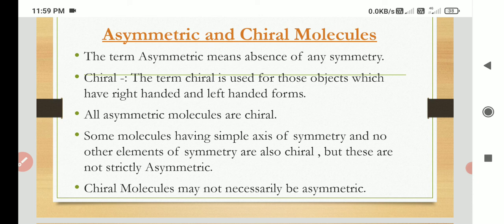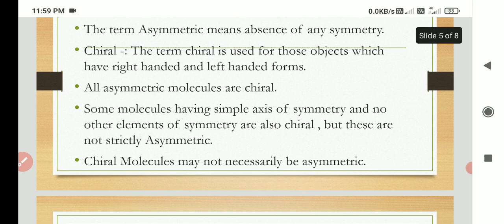All asymmetric molecules are chiral. Some molecules having a simple axis of symmetry and no other element of symmetry are also chiral, but these are not strictly asymmetric. Chiral molecules may not necessarily be asymmetric.